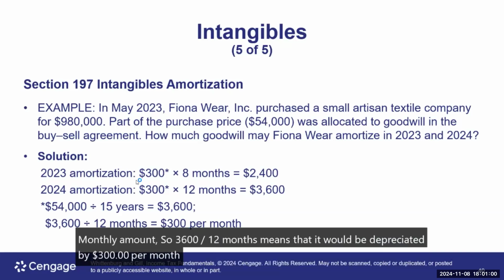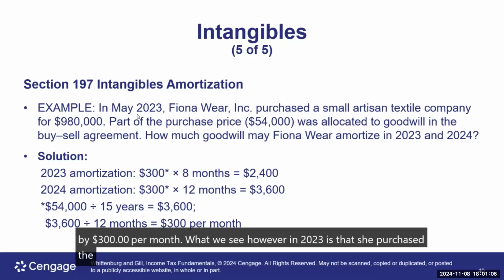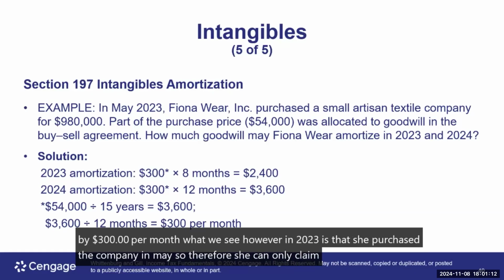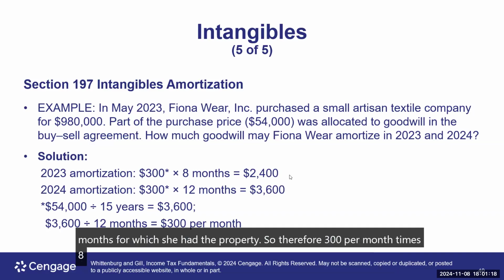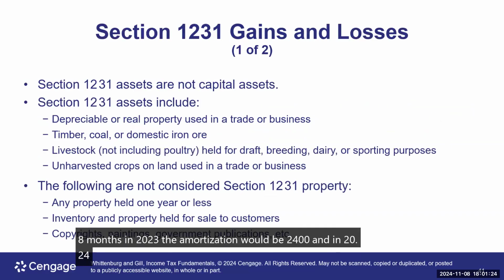What we see, however, in 2023 is that she purchased the company in May. So therefore, she can only claim amortization for the months for which she had the property. So therefore, $300 per month times 8 months. In 2023, the amortization would be $2,400, and in 2024, $3,600. Next, we move on to Section 1231.